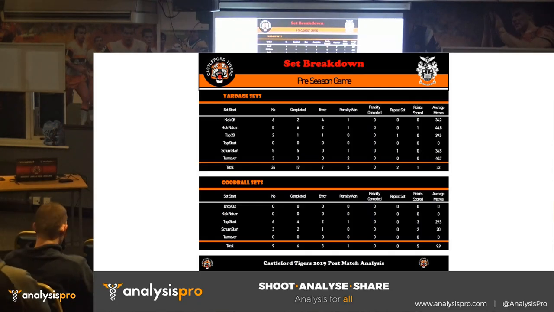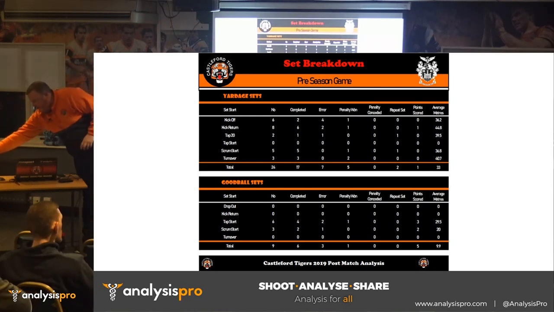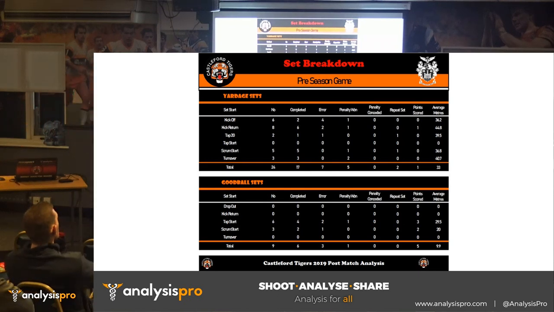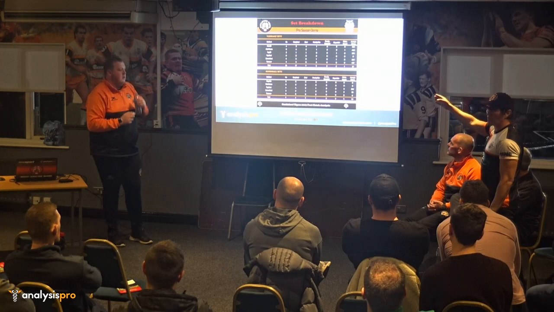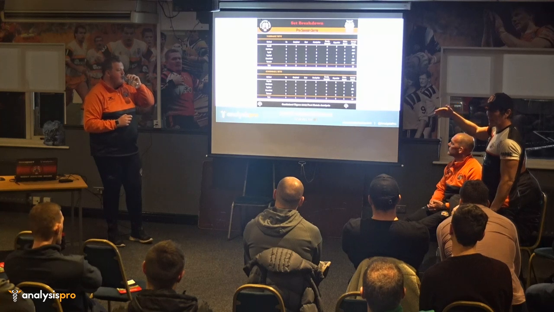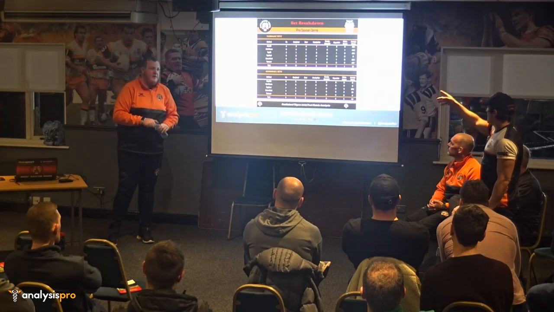This is just the breakdown of sets. If you look there, for example, where it says yardage set, that's where we get the ball from our own try line. So we can break it down. How many kick-off sets have we received? Have we completed them? And this game is against Leeds. We have four errors. So we can look back and think, why were we making errors?